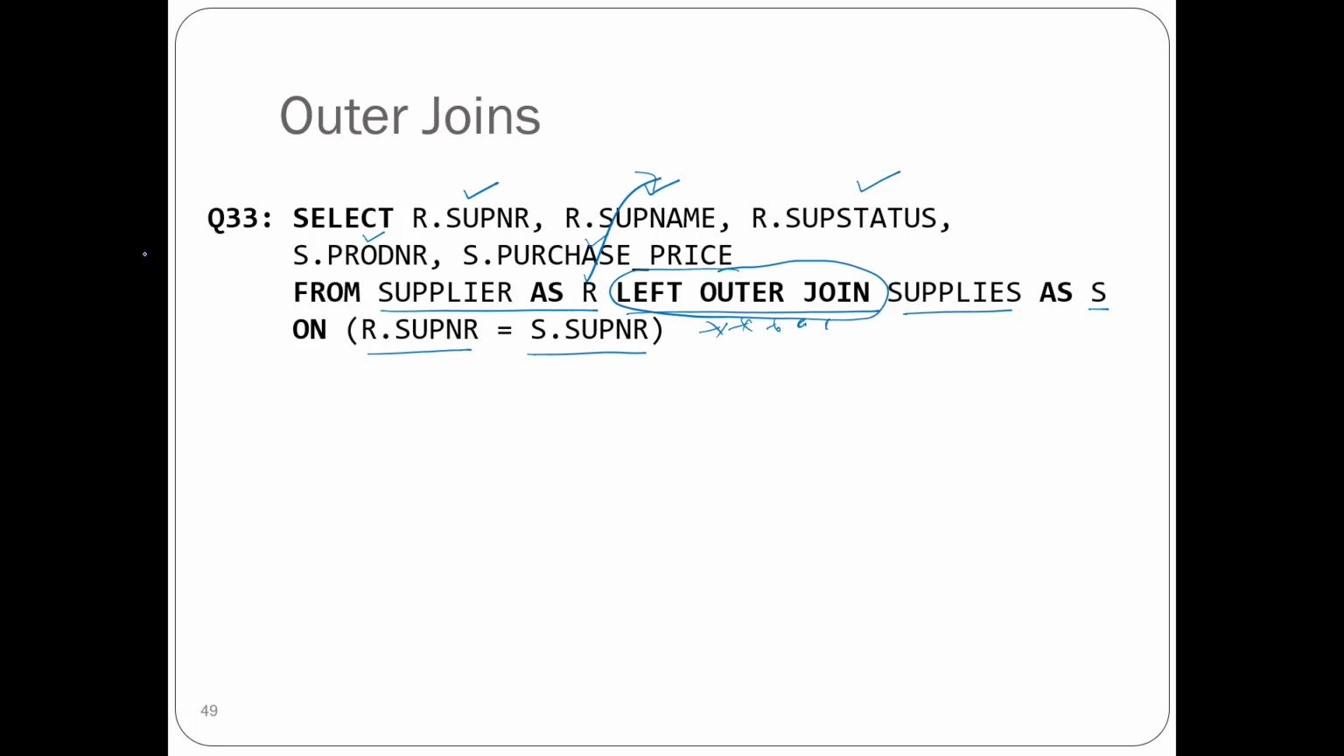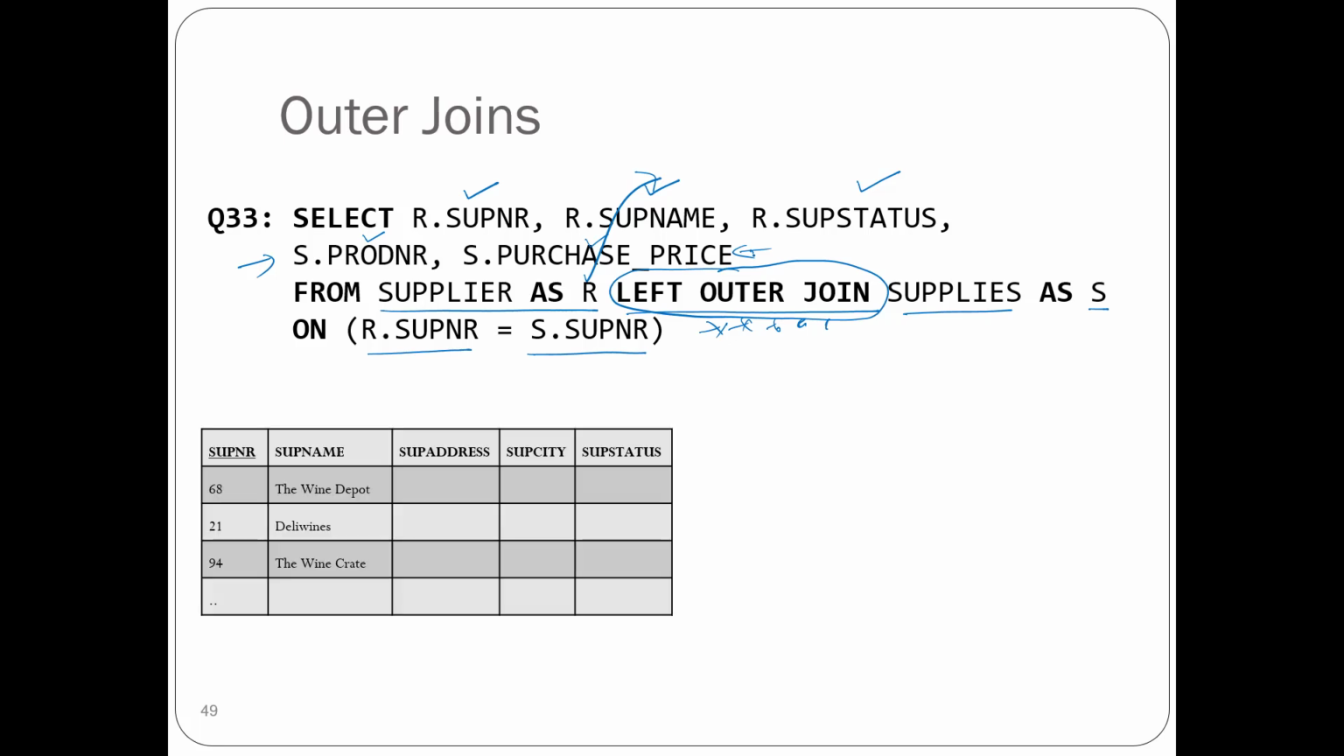These are the two columns, right? Product number and price. We'll leave those as null if that supplier does not have a matching entry in the supplies table. That's an example of the left outer join. Why left outer join? Because we want all the tuples from the left table to figure in the result.